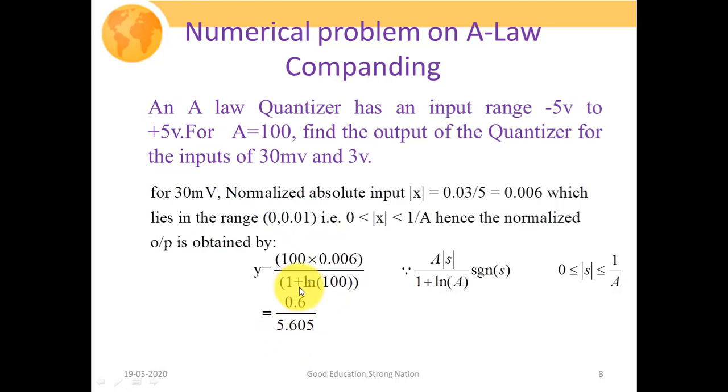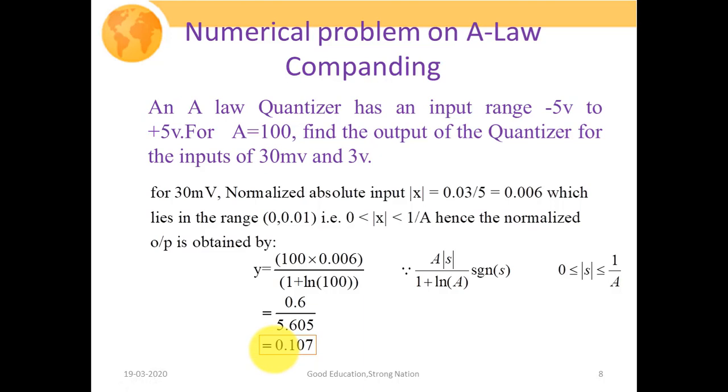If we calculate 1 plus ln of 100, the value of ln of 100 will be equal to 4.606, plus 1 we have 5.605. Which turns out to be 0.107. So this is our final outcome. Please keep in mind that this is the normalized value of our signal.